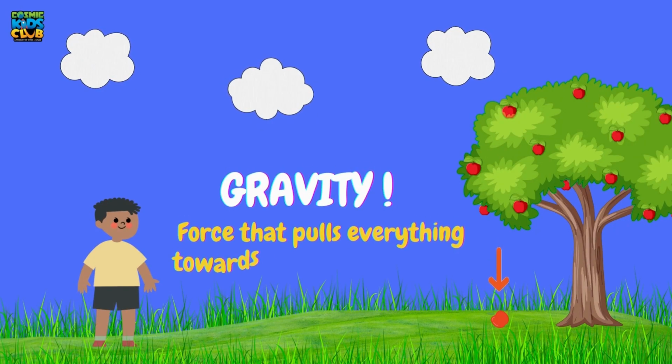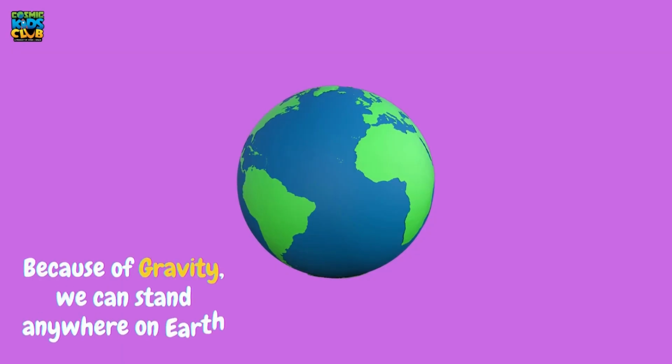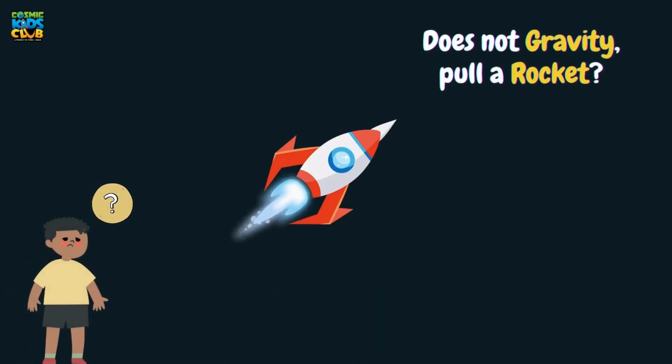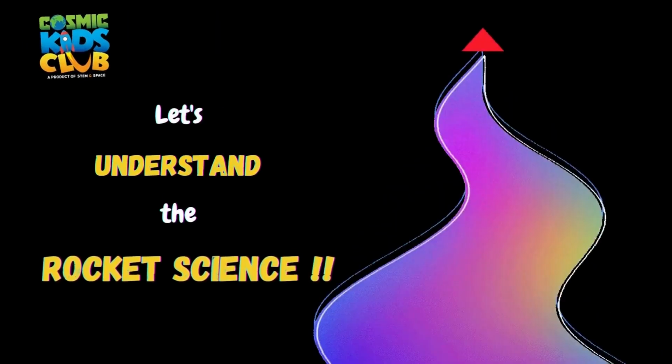Gravity is the invisible force that pulls us towards the center of the Earth. That's how, even though the Earth is a sphere, we can stand anywhere and not fall. So, does not gravity pull a rocket? It does. So how does a rocket go up? Let's understand the rocket science.